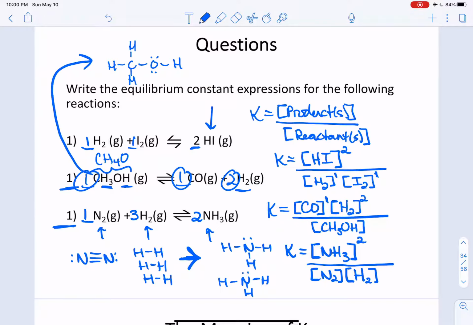We have H2 raised to what power? Kind of gave it away there, huh? All right, to the third power there. So that's how we write the equilibrium constant expressions for our reactions.